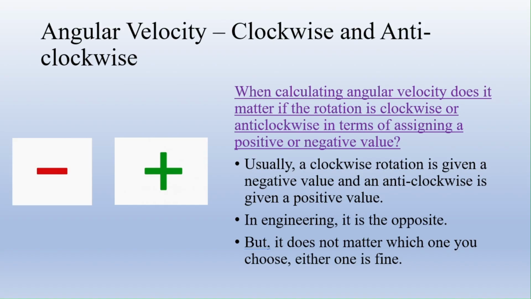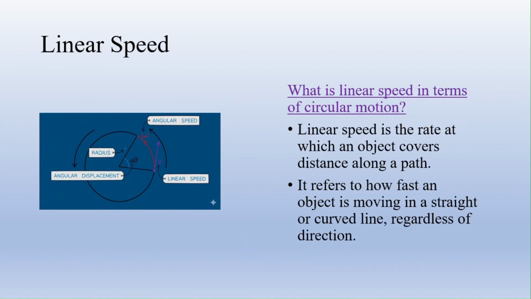Cool. So now let's have a quick look at linear speed. Linear speed is basically the rate at which an object covers distance along a path. So that's where we're talking about the circumference of the circle. How much of that circumference has the object covered per second? So it's literally how fast that object is moving within that circular path. So kind of exactly like regular speed. Not too difficult to understand, so it should be okay.